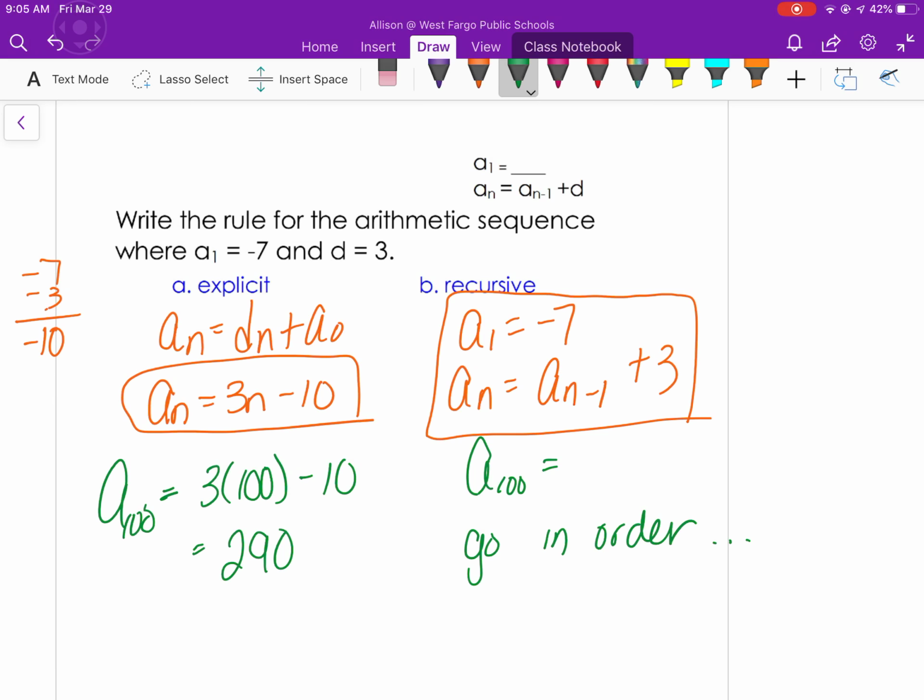So there's times and places to use explicit rules and recursive rules. So if you know that you can go in order, then it would be fine to use a recursive rule, but otherwise you'd want to use an explicit rule.